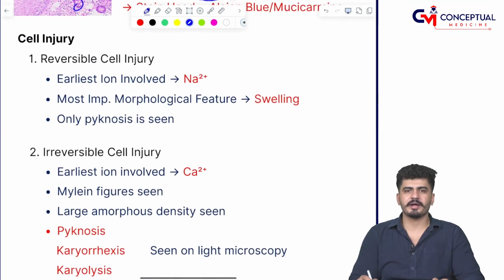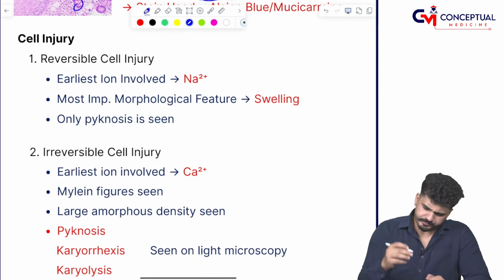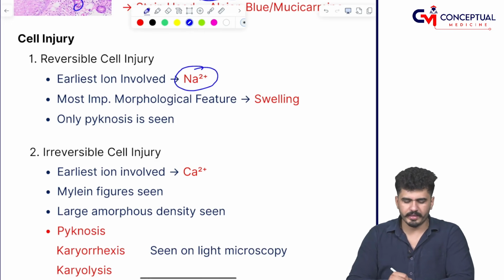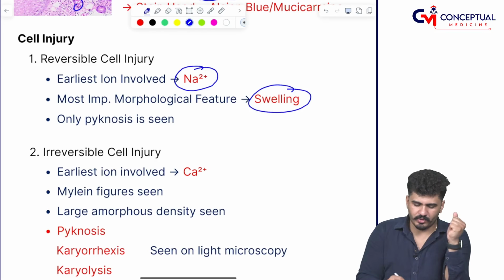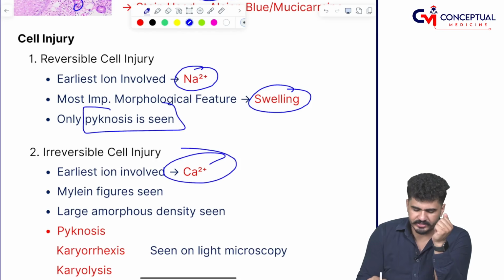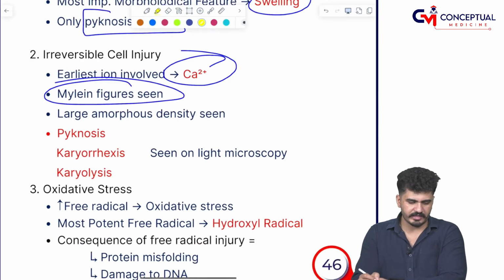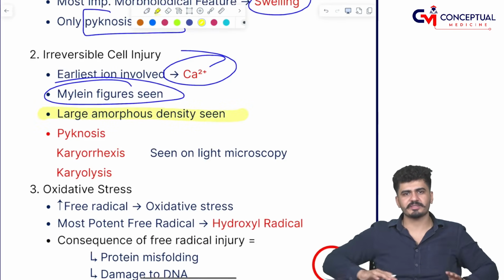Coming on to the cell injury part. What is reversible cell injury? What is irreversible cell injury, my dear friend? Now, in reversible cell injury, the earliest ion involved is sodium. And the most important thing you are going to see is the swelling. And this is called pycnosis. Only pycnosis. If karyorrhexis, karyolysis is going to happen, that means this is irreversible. If the earliest ion involvement is calcium, that means this is irreversible. Myelin figures are seen, that means this is irreversible. And large amorphous densities are also seen, that also means this is irreversible.